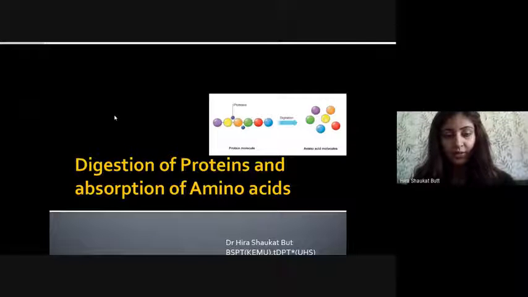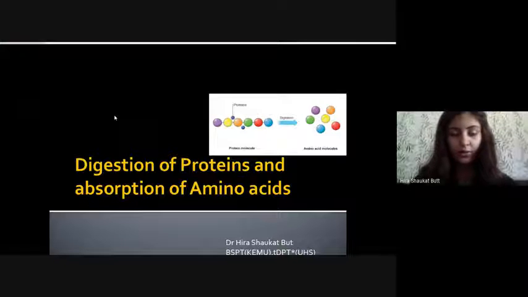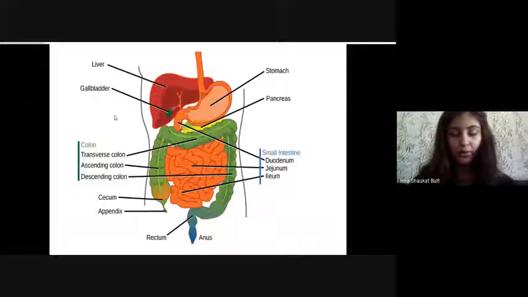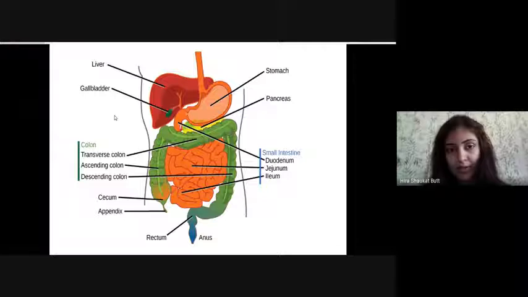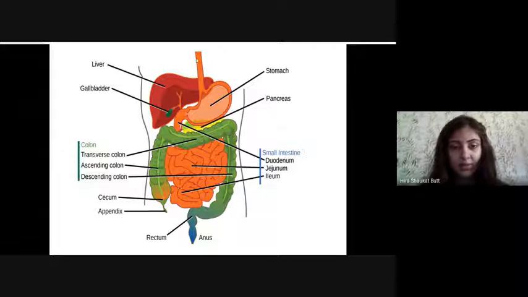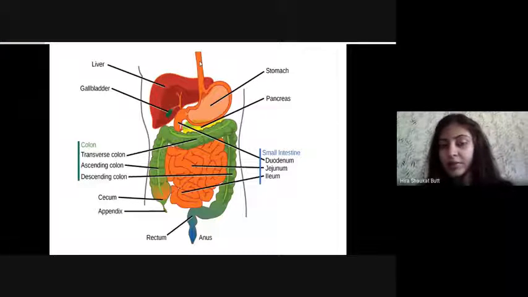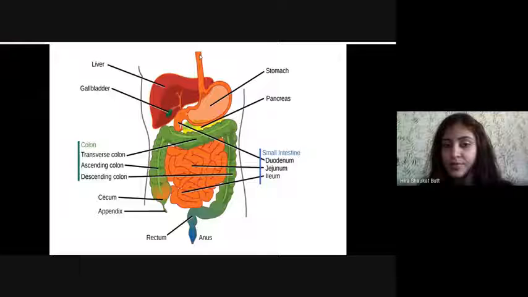So before starting with digestion of protein and absorption of amino acids, let's have a very quick review of digestive system components. The digestive system is basically composed of five parts. The first one is the esophagus, the second one is the stomach, and the other one is the small intestine. Then here is the large intestine. Basically, the oral cavity is used for the purpose of ingestion, and the esophagus is just to pass the food bolus from the oral cavity to the stomach.